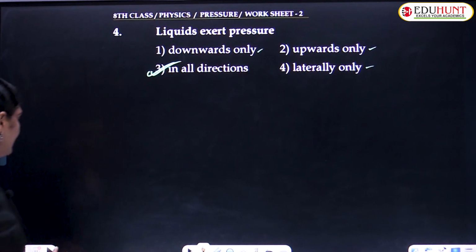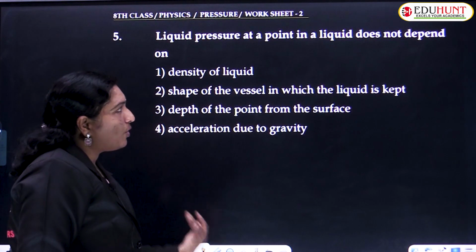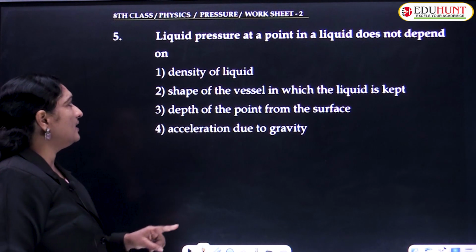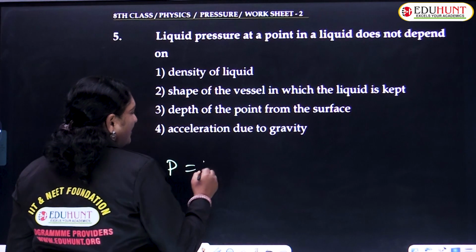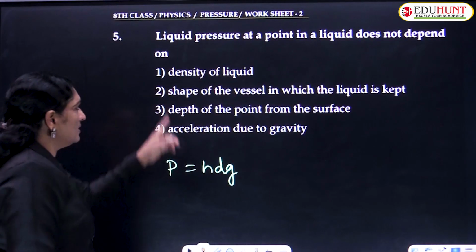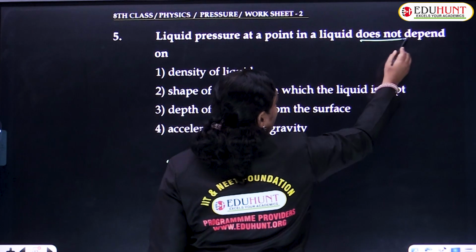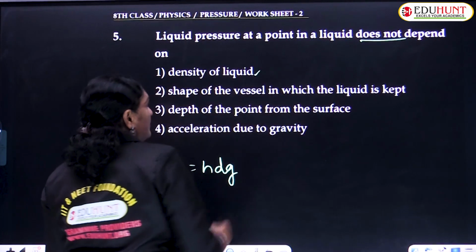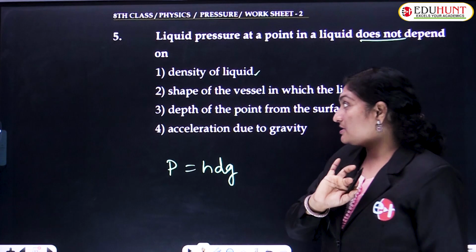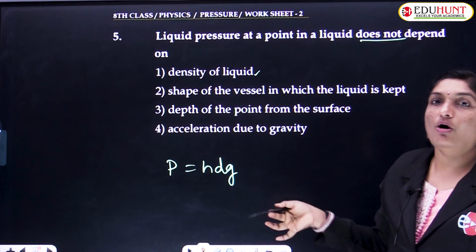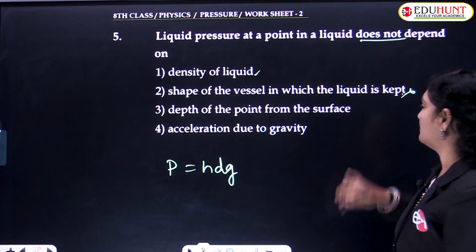Now have a look at the fifth question. Liquid pressure at a point in a liquid does not depend on. Does it depend on density? Yes, the pressure of a liquid depends on the density of the liquid. But you are asking what it does not depend on. Shape of the vessel, does it depend on shape? Pressure of a liquid is independent of the area of cross section and shape of the container.